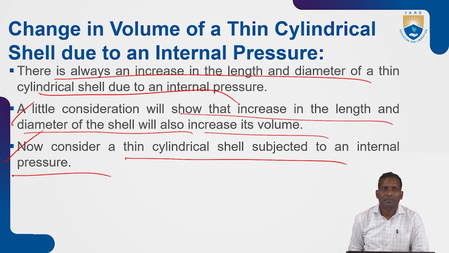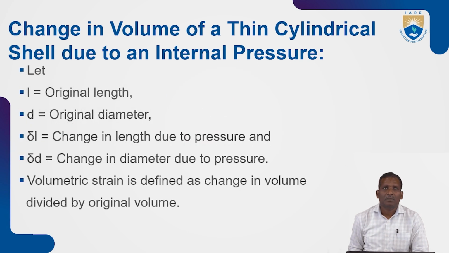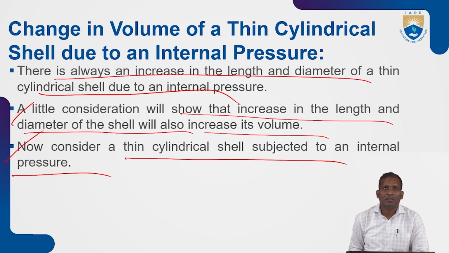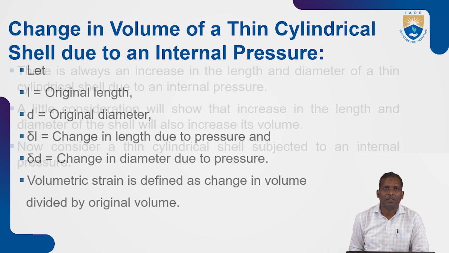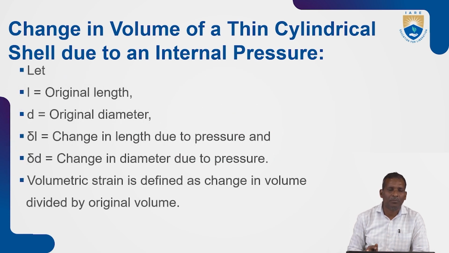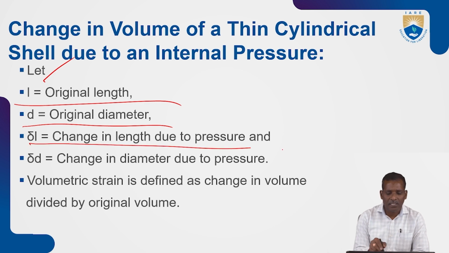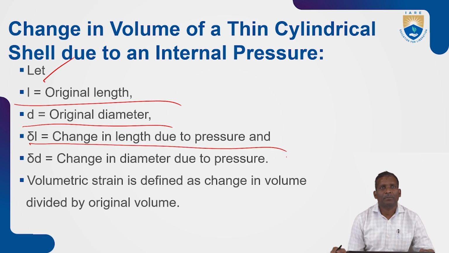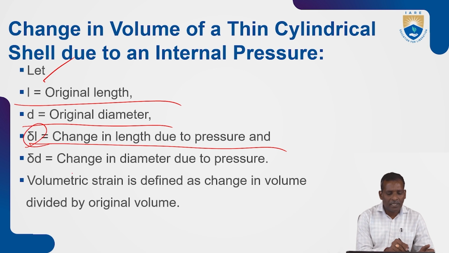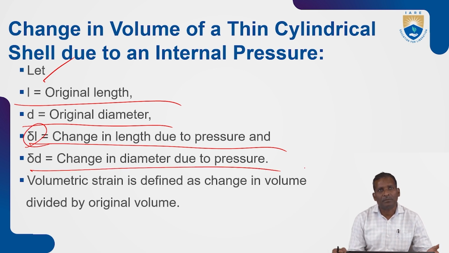Take a cylindrical shell subject to an internal pressure; we will calculate the change in volume. Let L be the original length, small d the original diameter, and delta L the change in length due to pressure, and delta d the change in diameter due to pressure, as already explained in a previous slide.